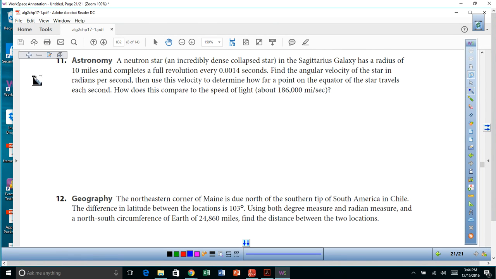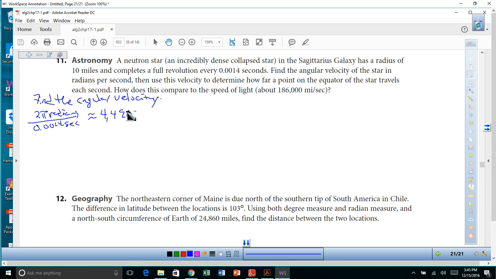Let's see here. Find the angular velocity. Okay, that's going to be 2 pi radians over 0.0014 seconds. And that's going to be approximately 4,490 radians per second.